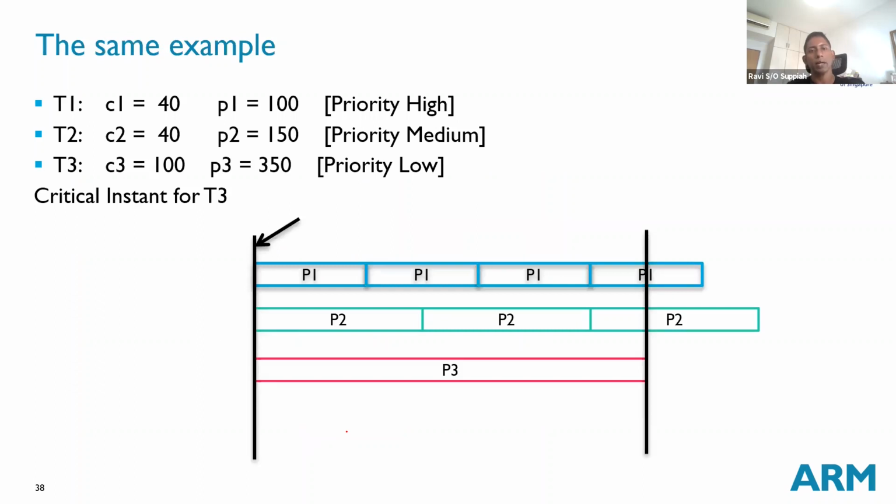So that is what we need to analyze for our example here. The critical instance in our case is when all of them are released at the same time, because I have 3 tasks: one is high, medium, and the third one is the low priority. So I want to analyze it from this critical instance perspective to understand whether I can still fulfill the scheduling requirements.